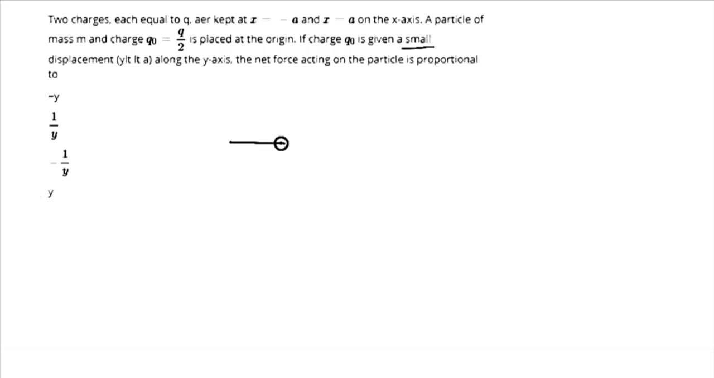So let us draw the diagram first. One charge is kept at x equals a, is this. Another charge is kept at x equals minus a, is this. And let's suppose I displace the q naught like this. This is the y-axis, and you can see the two charges.